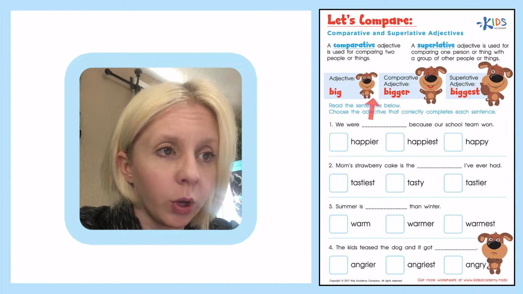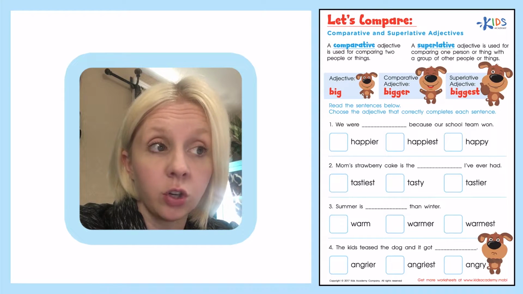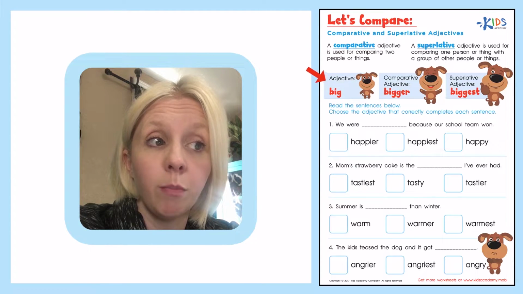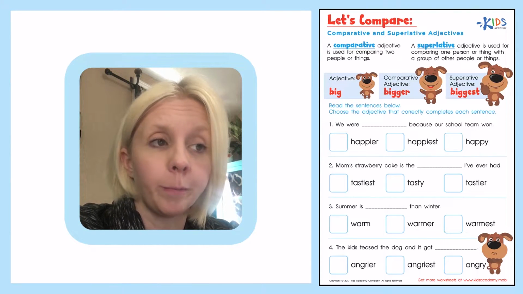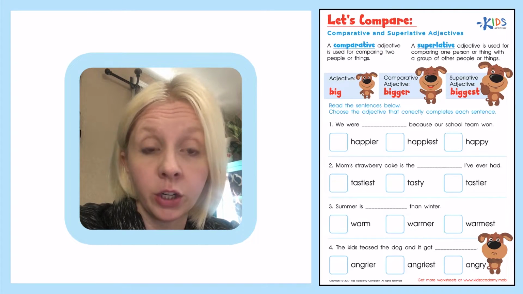And we've got an example here. There's 3 dogs. The first one is just talking about one dog. If you were just to be talking about the dog, you could use the adjective big. He is a big dog. Comparative adjectives, remember, means that you're comparing two things.